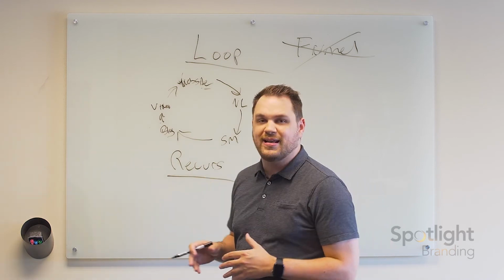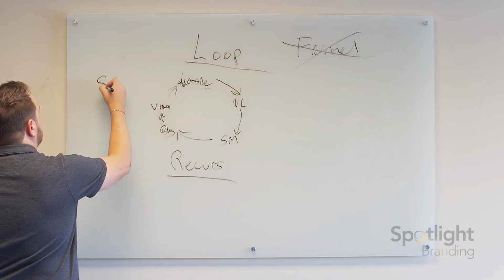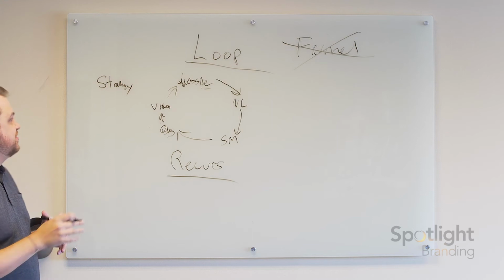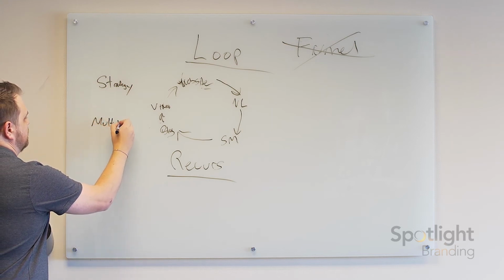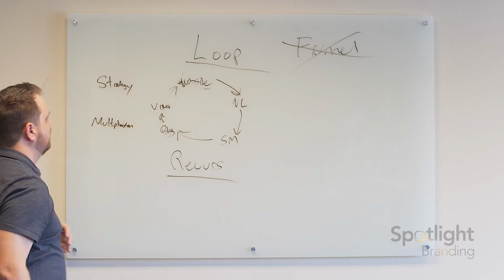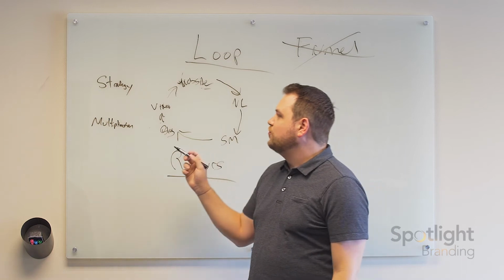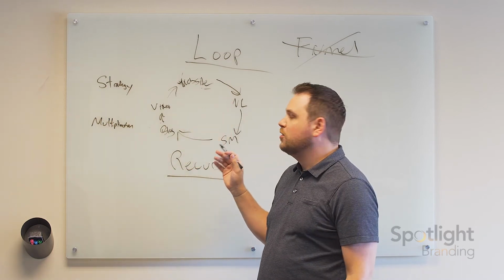The first one is the strategy of the content. And the second one is what I call content multiplication. Let me come back over here. I'm right-handed.